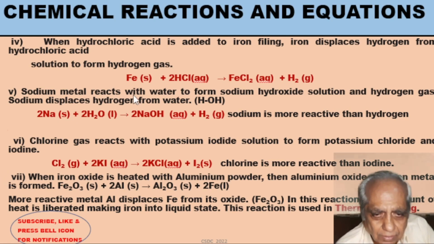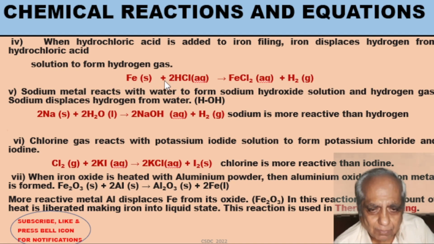Now the next reaction, iron and HCl. As I told you last time, first we write metals as positive and then negative. So here hydrogen is the positive ion and chloride is the negative ion. Iron has more affinity to chlorine, so it will form ferrous chloride and hydrogen gas will be liberated.